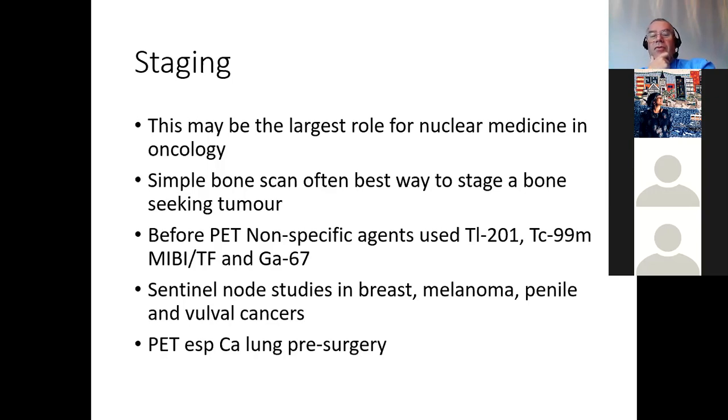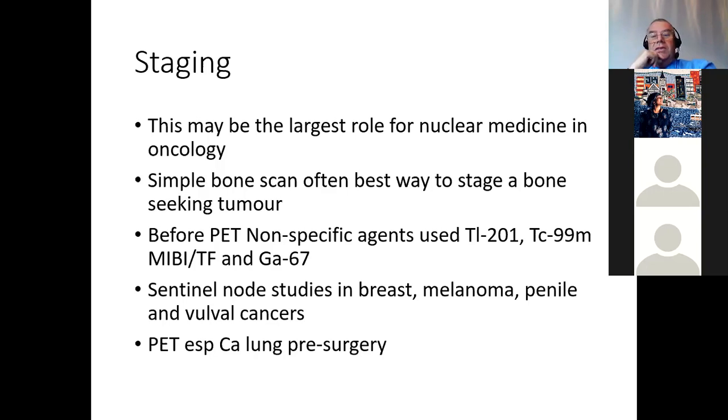Before PET became widely available, we were using a whole range of non-specific tumor agents such as thallium-201, technetium MIBI, tetrofosmin, and gallium-67 citrate, all of which were developed initially as tumor agents. Then thallium, MIBI and tetrofosmin moved over to be cardiac, and gallium moved over to infection.